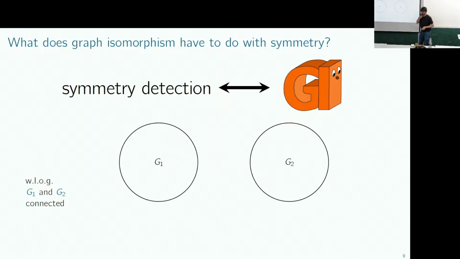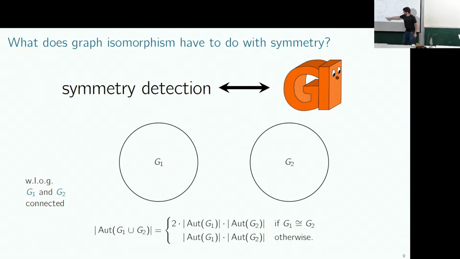The disjoint union of these two graphs, how many symmetries does it have? Well, you can permute the vertices in here. You can permute the vertices in here. Now, if the graphs are not isomorphic, you can arbitrarily combine these two permutations, but that's all you can do. But if the graphs are isomorphic, you can also swap the two. In particular, if the graphs are isomorphic, there will be more symmetries of the disjoint union. Or more formally, the order of the automorphism group of the disjoint union will be the product of the two orders if they're not isomorphic, and it will be twice the product if they're isomorphic, in particular larger.